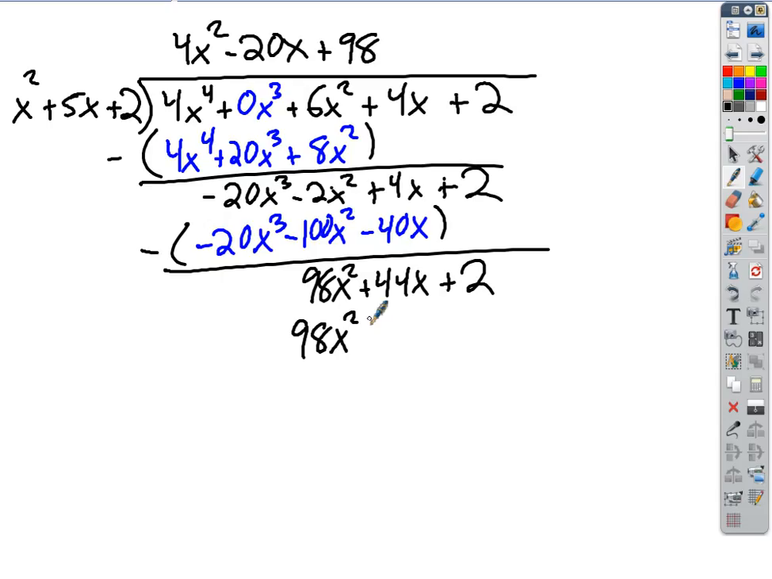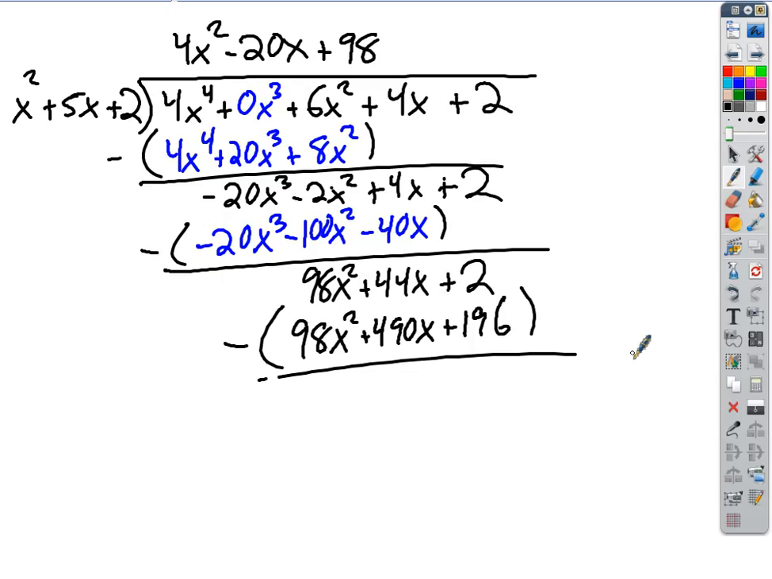98 times 2, 196. Okay, and if I subtract that whole thing, x squareds cancel. 44x minus 490x is negative 446x. Yeah. And then 2 minus 196 is negative 194. Right? And that's our remainder.